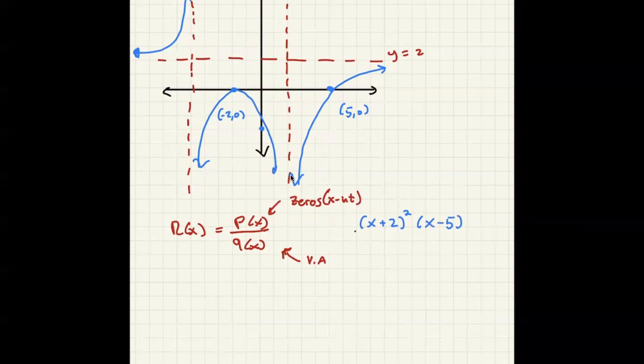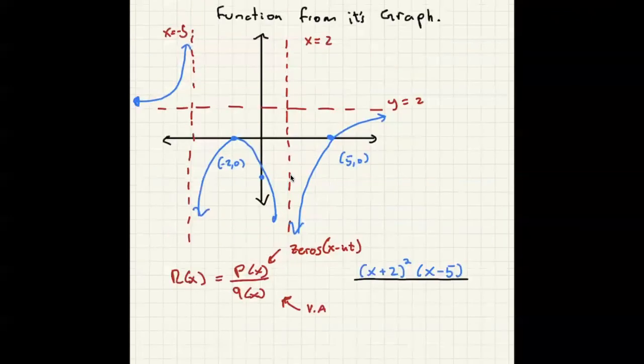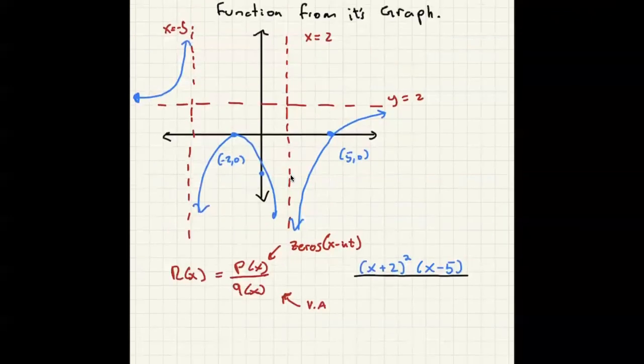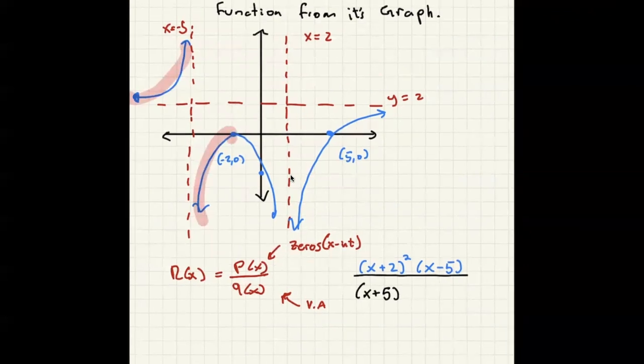That's our numerator. Now let's look at our vertical asymptotes. We have a vertical asymptote at x equals -5, right? So that means we're going to have x plus 5 happen here. And since the graphs are going in opposite directions, we're going to leave it like that, all right? But you're going to notice we also have a vertical asymptote at x equals 2. But what happens at 2 is that we're actually going down in the same direction on both sides.